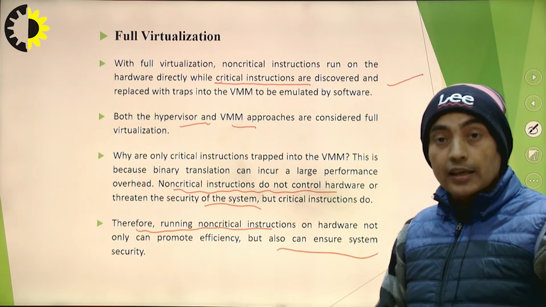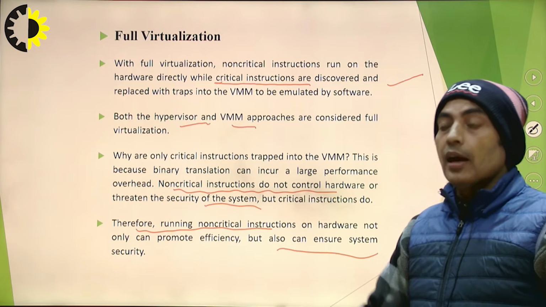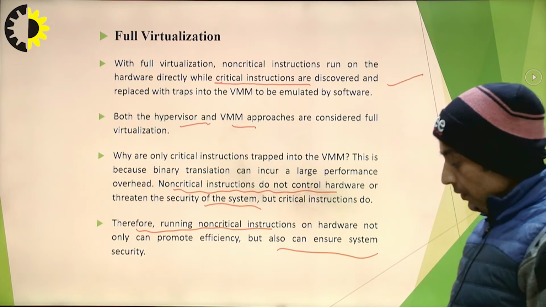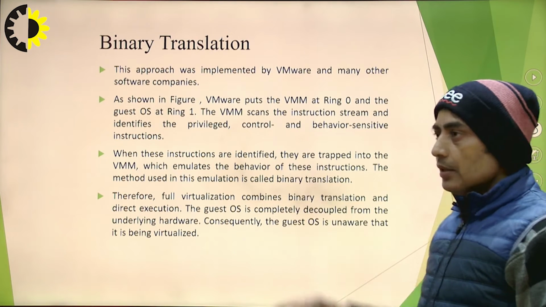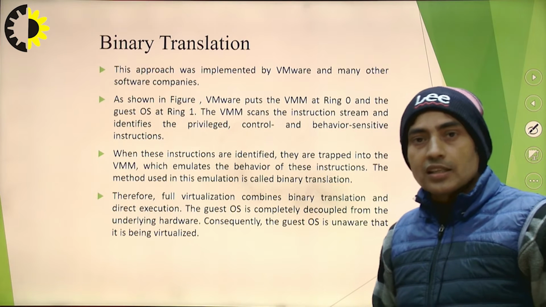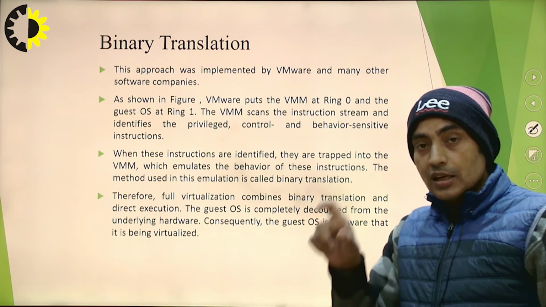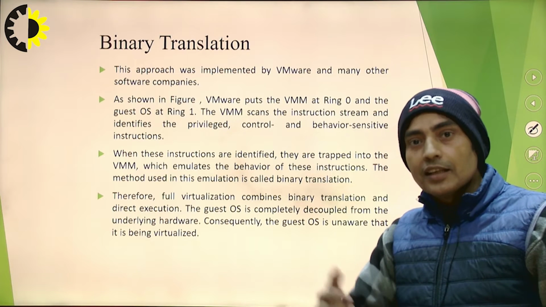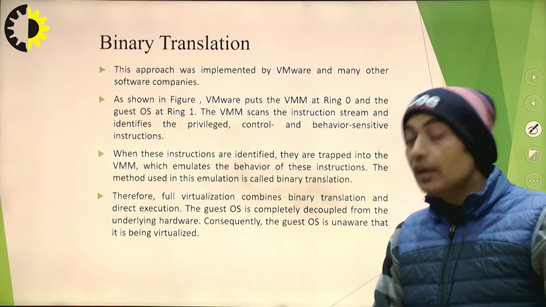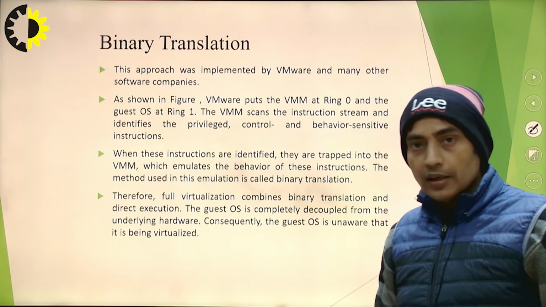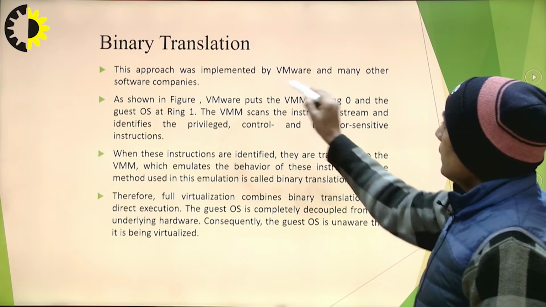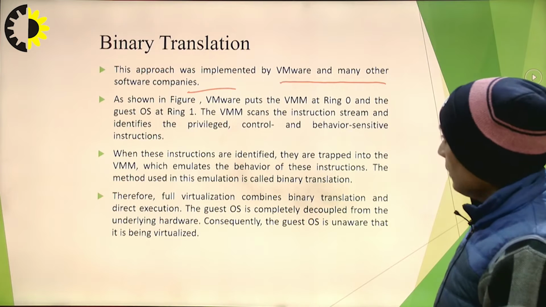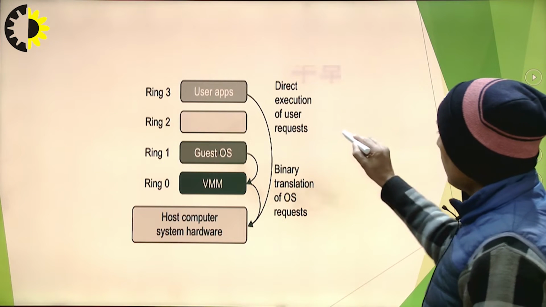This is the reason why critical instructions are trapped by the VMM, and binary code is generated for them and then executed on the hardware. This process is known as binary translation, full virtualization with binary translation. Why binary translation? Because critical instructions are trapped by the VMM, and binary code is generated for those critical instructions. Binary code means code that can perform the same task but in a secure manner. This approach was implemented by VMware and many other software companies, as shown in the figure. So this is the binary translation, full virtualization.